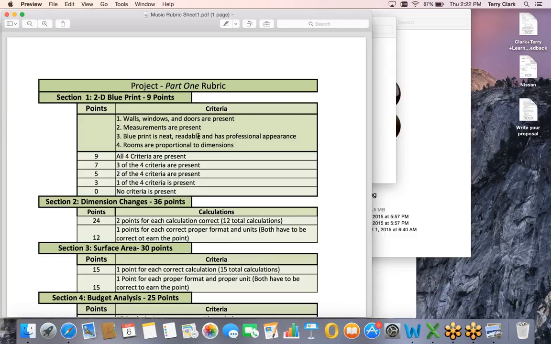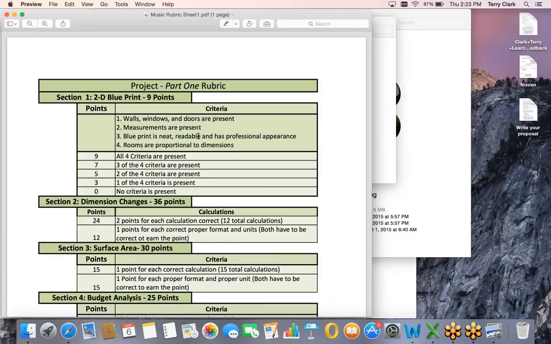And then the blueprint needs to have a professional appearance. That means you can't hand draw it. You've got to use a program to put it together. And then 4th, the rooms have to be proportional. They don't have to be exact, but they do have to be proportional. If one room is said to be larger than another room on the worksheet, then it needs to be larger on your blueprint as well. Okay, so those are the 4 things that you need to have in order to earn all 9 points in the blueprint section. After the blueprint, you're going to have section 2, which is the changing of dimensions.